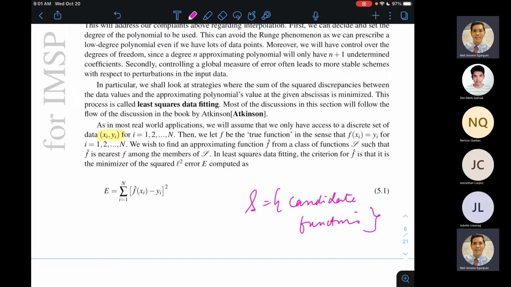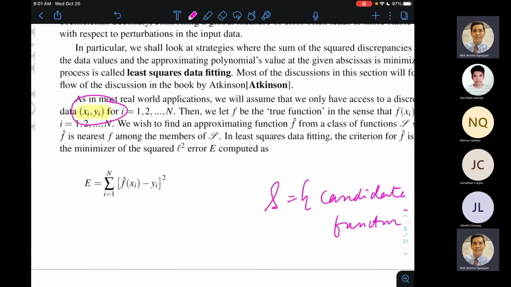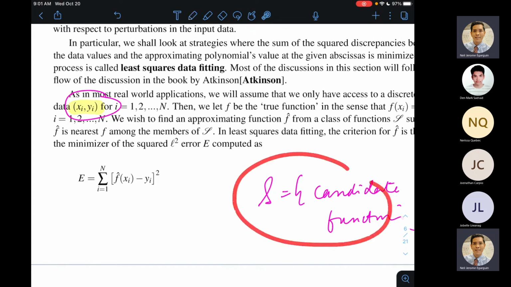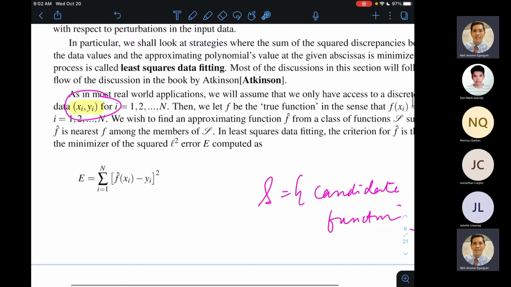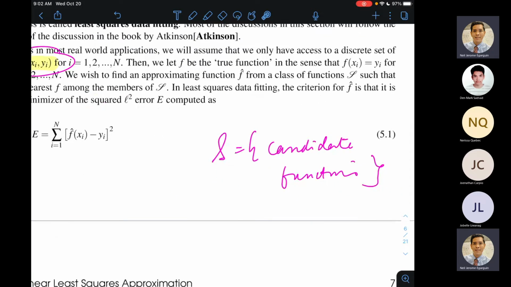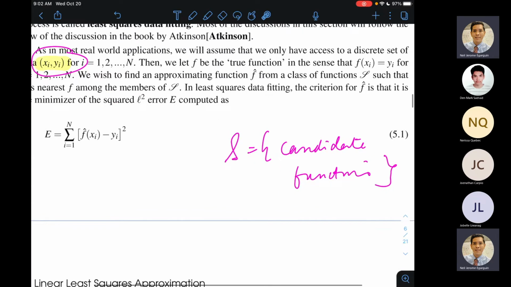Ano yung candidate functions na gusto kong gamitin dun sa approximation? Tapos usually ang ina-approximate ko ay discrete set of data. X sabay, Y sabay, as i goes from 1 to big N. Meron akong big N data points. So pipiliin ko yung function f hat mula sa class S dun sa mga candidate functions ko so that si f hat yung mag-minimize nito. So f hat is chosen to be the minimizer of this expression E among the class of functions S that we set earlier. Right?